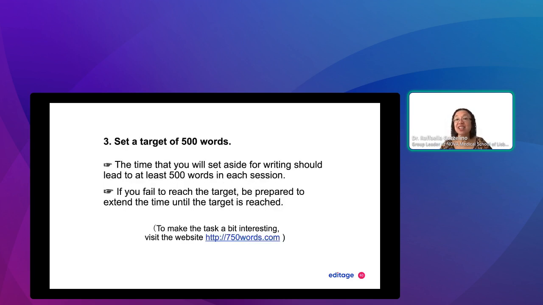So set a target of 500 words. This is something that is feasible and compatible with other tasks that you need to do during the day. But then if you fail to reach the target, be prepared to extend the time until the target is reached as soon as you start writing again. Because like this, you're not losing an important and crucial checkpoint in your writing. And then you can look at this website just to get some more tips about how to set targets.